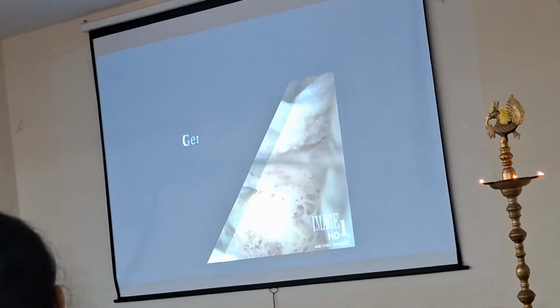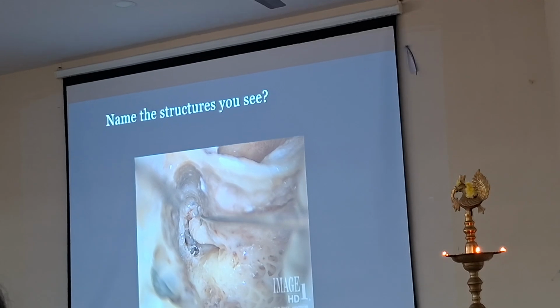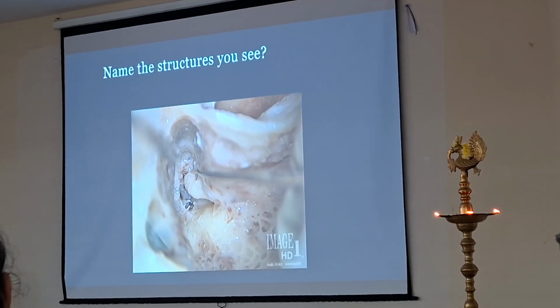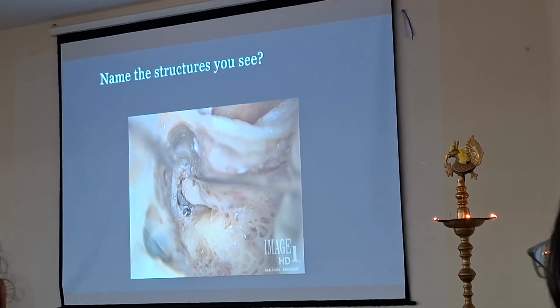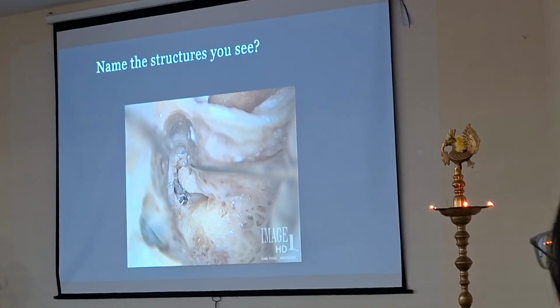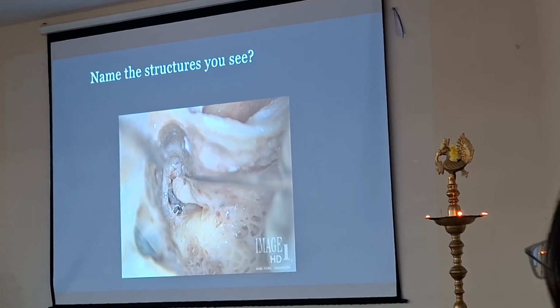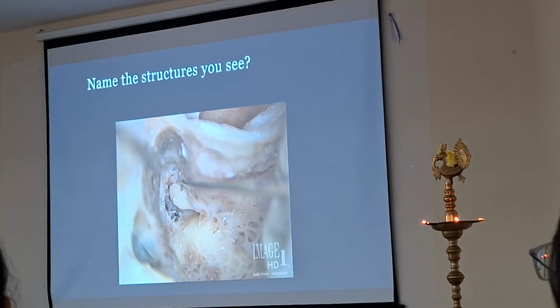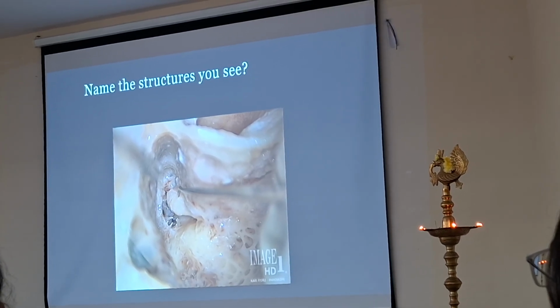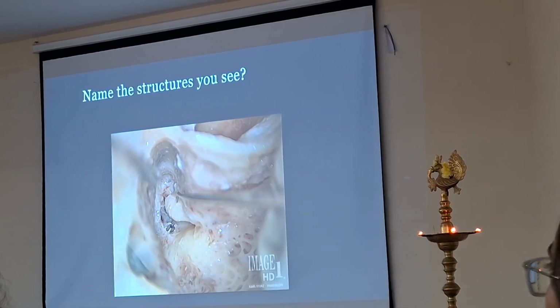Geniculate ganglion, okay? So what are the structures that we are seeing now? These two. Can anyone answer? What are these two structures? What is the joint? This is called the double buttock sign, we call it. This one.